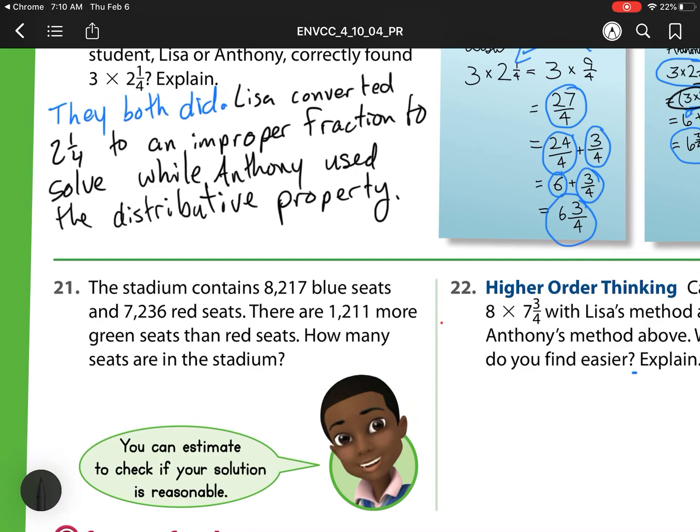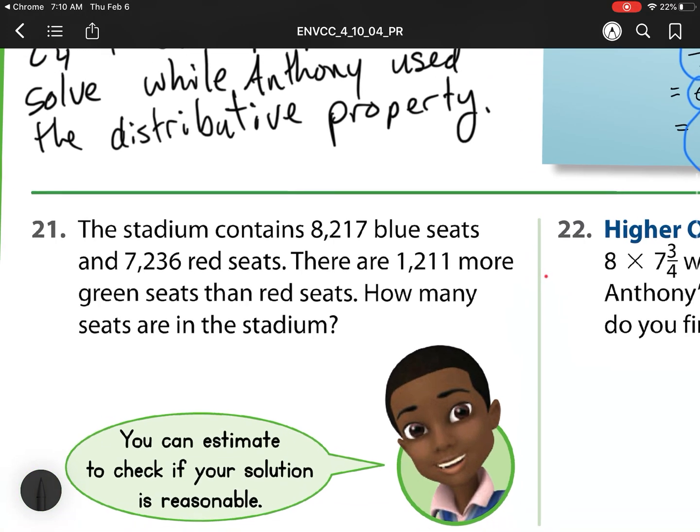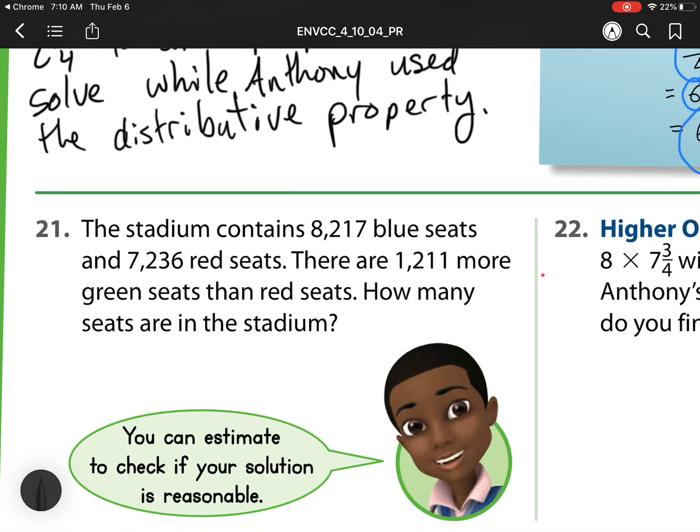The stadium contains, for number 21, 8,217 blue seats and 7,236 red seats. There are 1,211 more green seats than red seats. So how many seats are in the stadium?